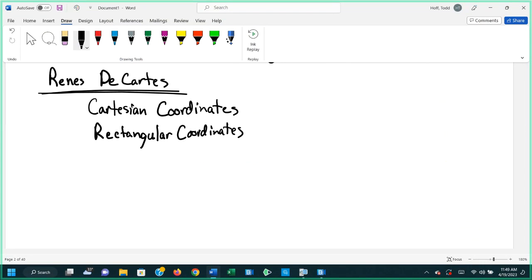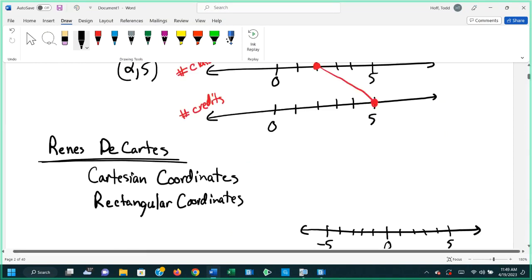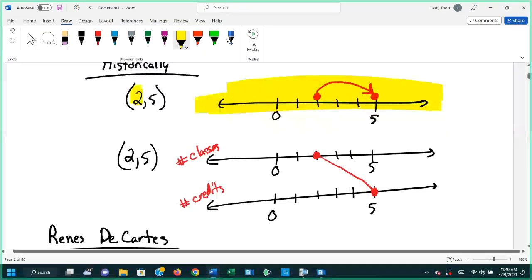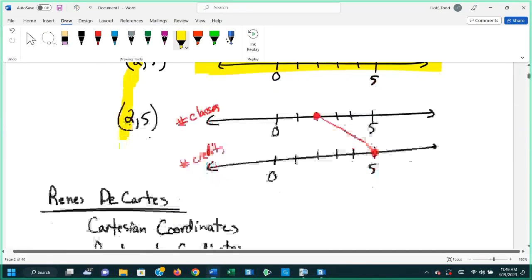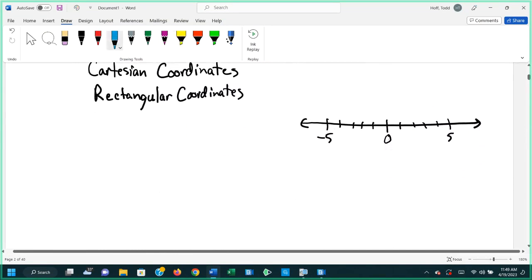So what Descartes developed was, we're still going to use those number lines. We start out with the first number line, as we always would: 0 in the center, negatives going to the left, positives going to the right. That was our first number line. That represents the first value in this ordered pair. Now, we often refer to that as the x value or the independent value.